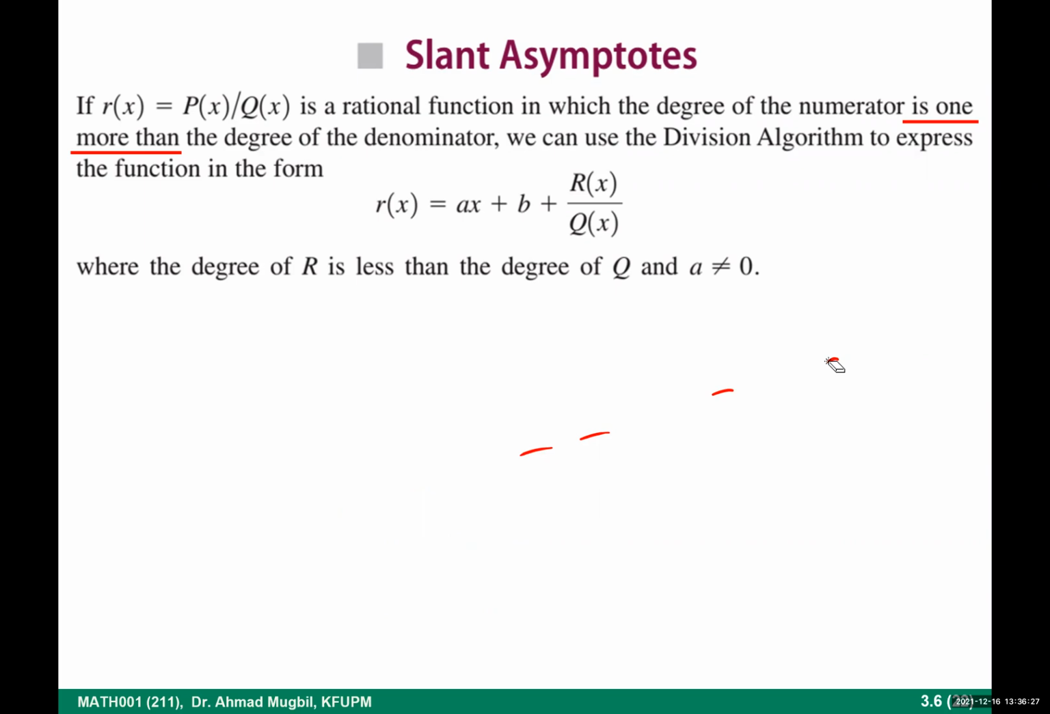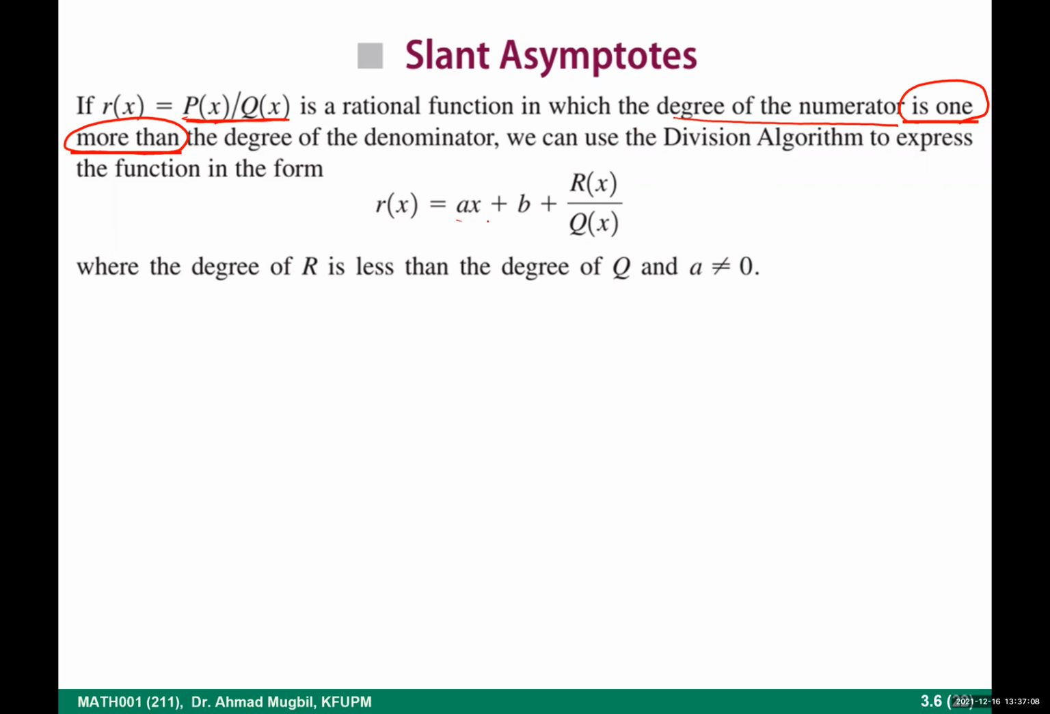So the function at infinity behaves like a line. Now, because this section is about rational functions, we will focus on rational functions. When does a rational function have a slant asymptote? If you have a polynomial over a polynomial, p over q, a rational function, and the degree of the numerator is one more than the degree of the denominator, then in this case we can use long division, the division algorithm, to express it in this way.